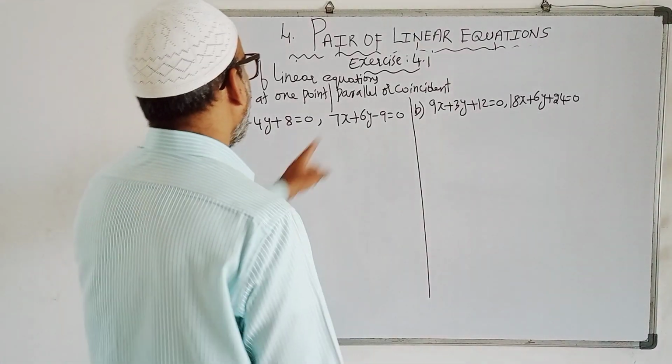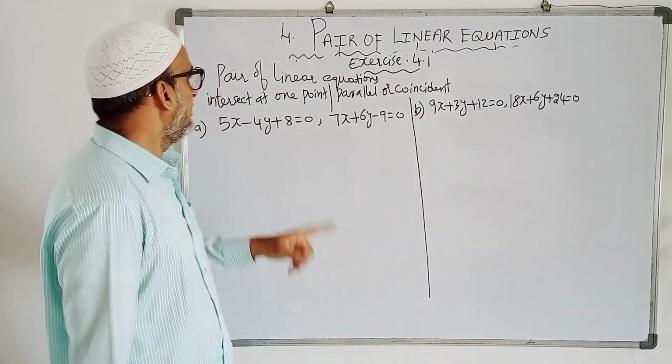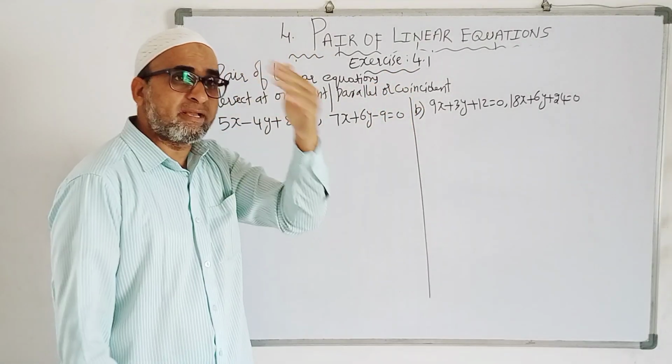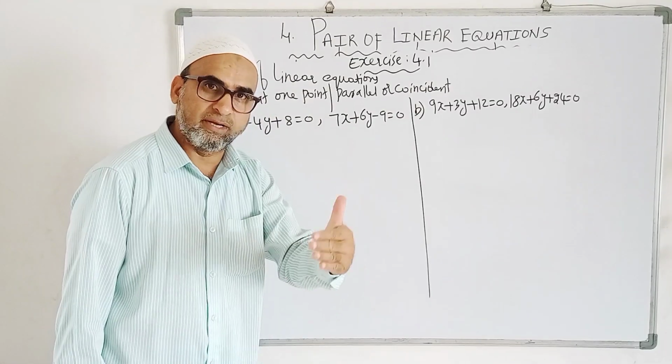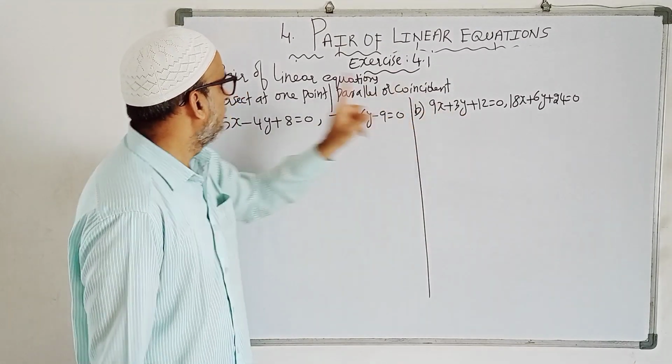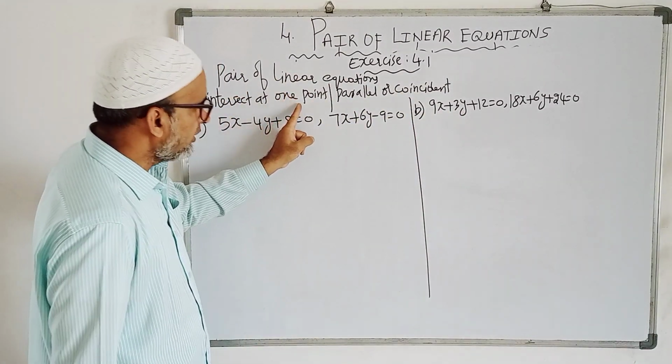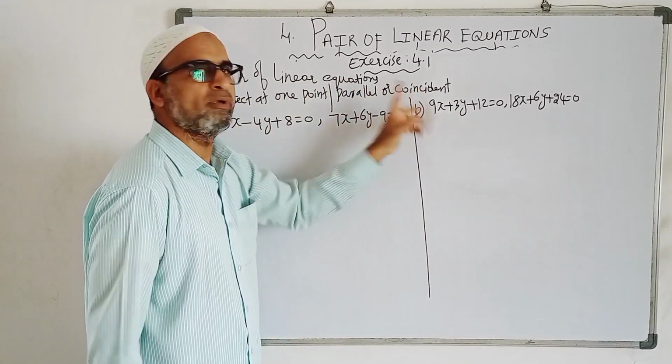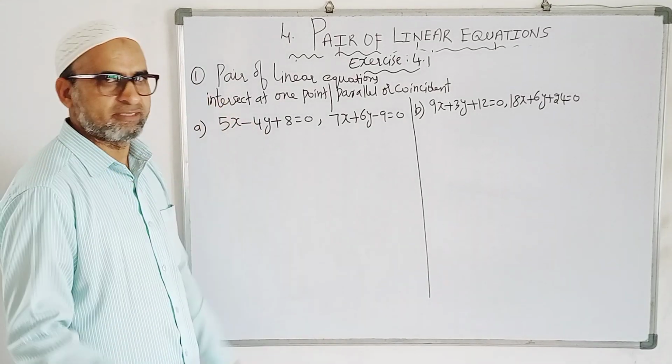Exercise number 4.1, many problems are given. He has given the questions by comparing the ratios A1 by A2, B1 by B2, C1 by C2. The questions ask whether the lines are intersecting at one point, parallel, or coincident. That is the question he is asking now.